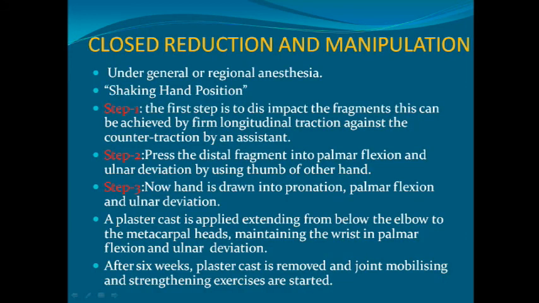So how will you do closed reduction and manipulation? You can do it in general or regional anesthesia. There will be a shaking hand position, how you shake your hand. Now you will have three steps to reduce. First step is to impact the fragments. This can be achieved by longitudinal traction. So first we pull the fracture. Your assistant will hold the forearm or the elbow, then you will give a pull from this hand.